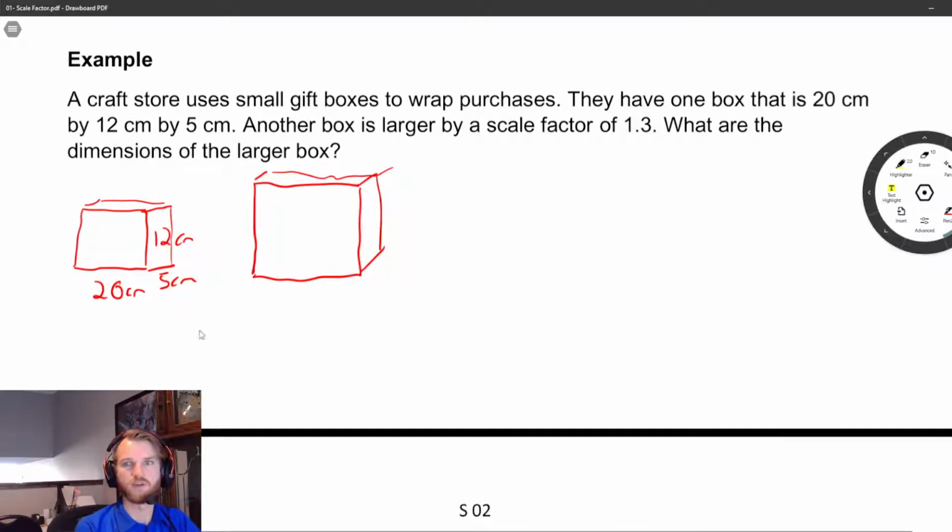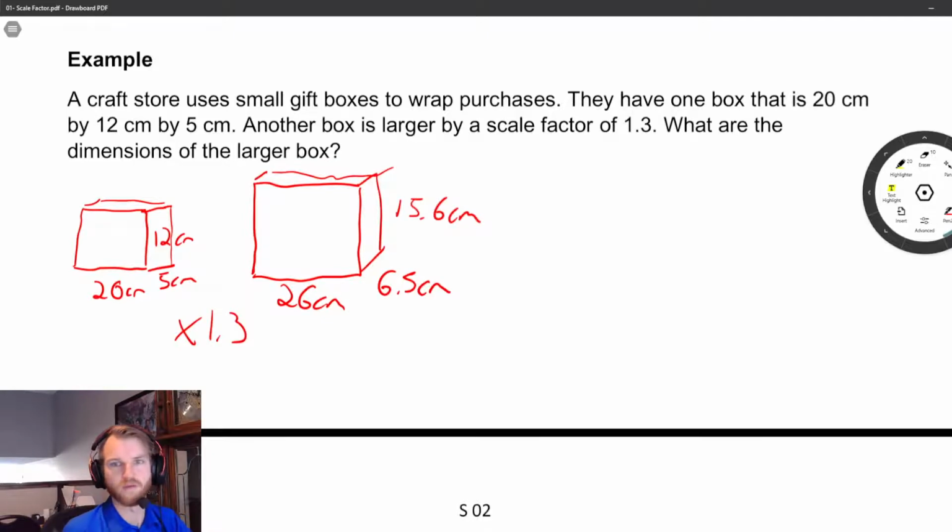If it's getting bigger by a scale factor of 1.3, that means all these numbers are going to be multiplied by 1.3 for the larger box. So I'd say 20 times 1.3 to get this one, which would be 26 centimeters. 5 centimeters times 1.3, my scale factor, is 6.5. And 12 centimeters times 1.3 would give me 15.6. Okay, so the new dimensions of this larger box are these 3 measurements. They're all 1.3 times bigger.